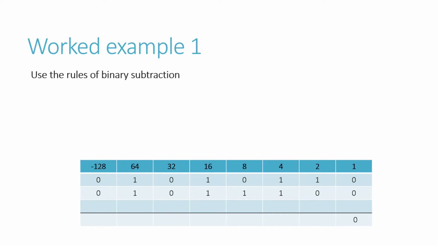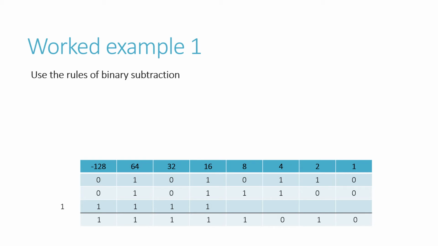So 0 minus 0 is 0. 1 minus 0 is 1. And in the 4's column, 1 minus 1 is 0. In the 8's column, we're going into negative. So 0 minus 1, and remember how we deal with that, 1 and carry 1. And 1 minus 2, it's the same, you're getting minus 1. So we show that by 1 and carry 1. 0 minus 1, 1 and carry 1. 1 minus 2, 1 and carry 1. 0 minus 1, 1 and carry 1.